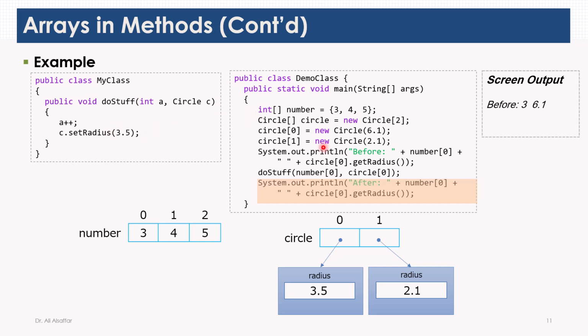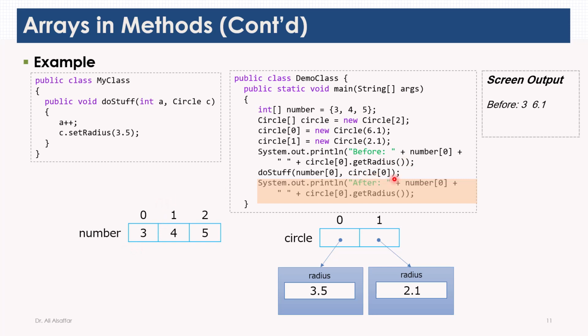Now when we return back, we would like to see which of these actual parameters has changed. Number 0 was passed by value because it was primitive. When we return back and print, what do you expect the output will be? Where is number 0? This is number 0. It has the value 3. Although we have changed it inside the method to 4, that change was done inside the method. When we return back, its value is untouched.